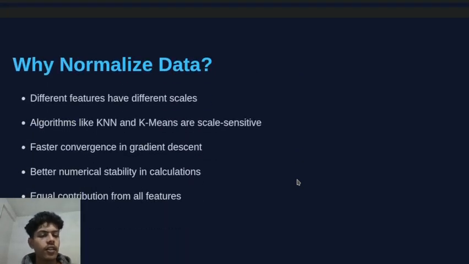Why normalize data? Because different features have different scales. Algorithms like k-means are scale sensitive, so normalization gives faster convergence in gradient descent and better numerical stability in calculation. It gives equal contribution from all the features, because when we have data, it is of so many varieties and ranges. So to analyze the data and get insights from that given data, we use normalization.